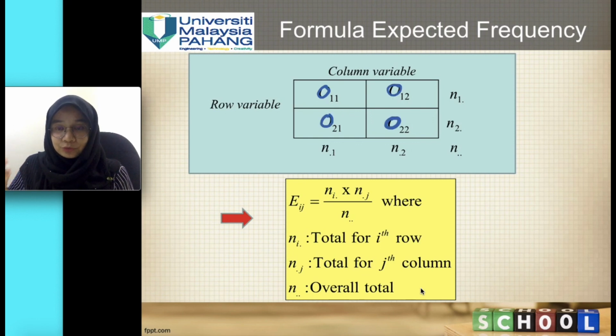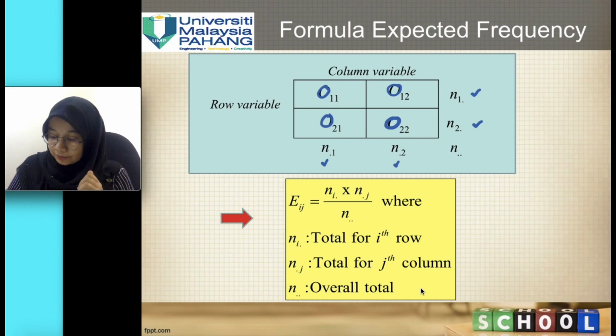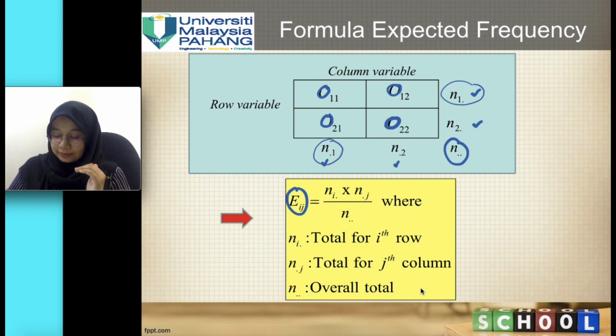First step, you need to find total row 1, total row 2, total row 3, how many rows you have. And then you need to find total column 1, total column 2, total column 3, and how many columns you have. And then you need to find the total of all. After you get all the totals, you need to find E. E equals N i dot times N dot j, total row 1 times total column 1 divided by total all.